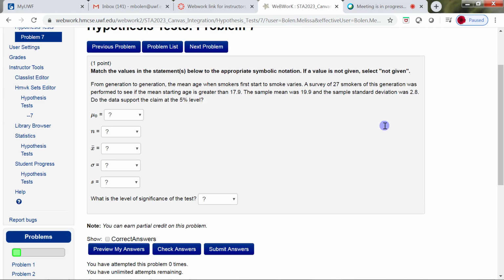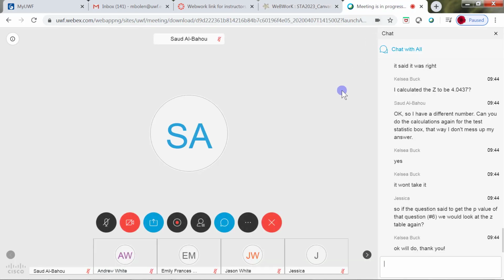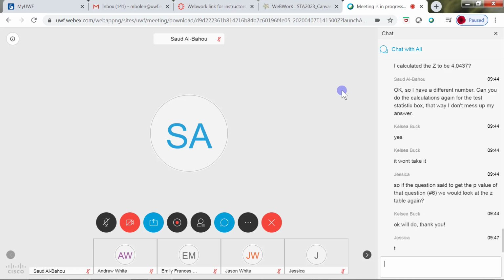Alrighty, so it says from generation to generation, the mean age when smokers first start to smoke varies. A survey of 27 smokers of this generation was performed to see if the mean starting age was greater than 17.9. The sample mean was 19.9, and the sample standard deviation was 2.8. So we have the sample standard deviation. What does that tell us? I'm going to come back here and wait for your answers. What does that tell us, everybody?